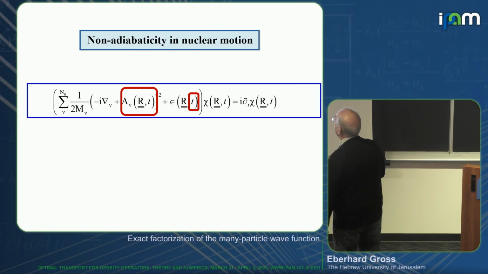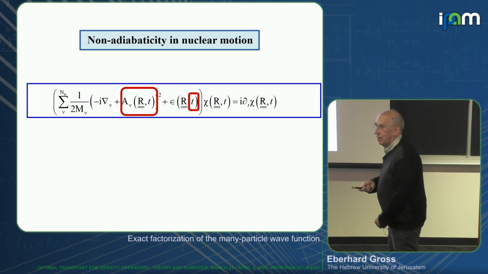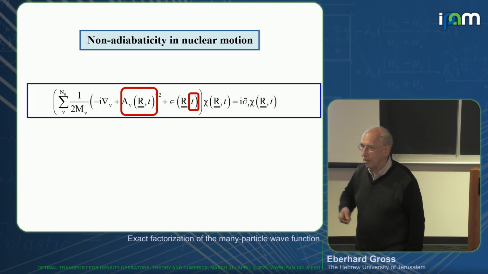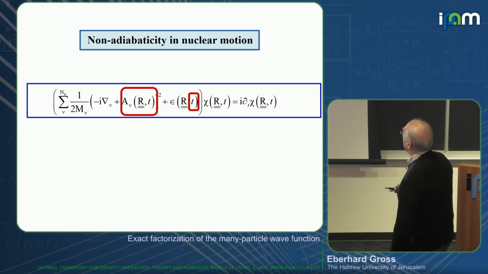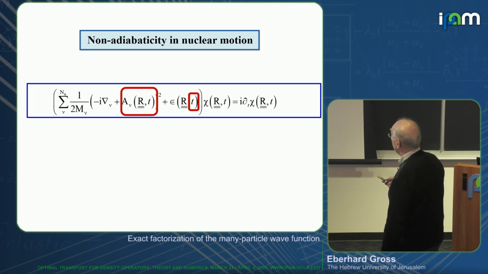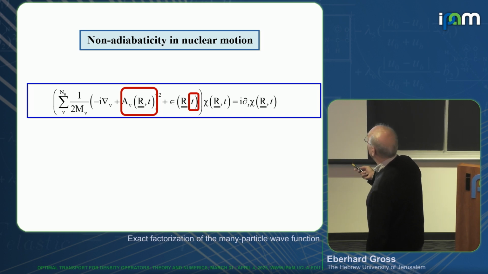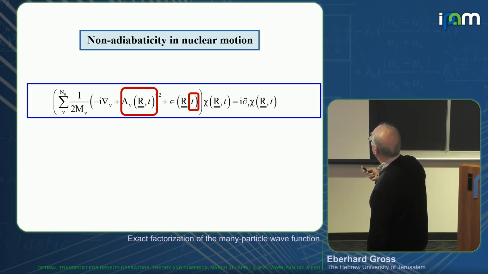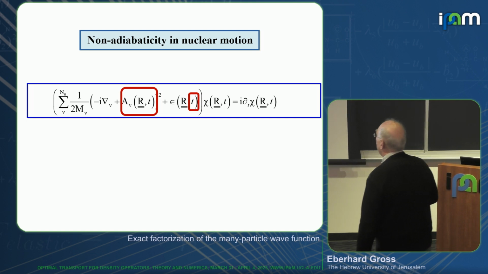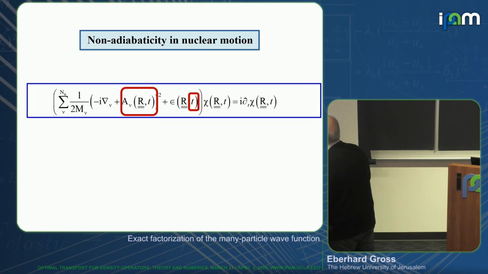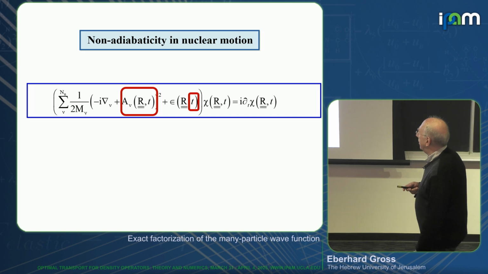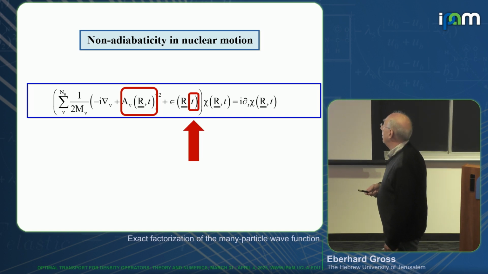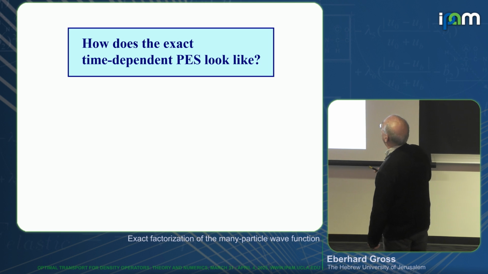Okay, now, so far we talked about the electrons, so non-adiabatic effects in the electronic motion. But there's also non-adiabatic effects in nuclear motion. So here, compared to the adiabatic approximation, the difference is the time dependence here and here. So what's the importance of the time dependence? Well, this is an exact time-dependent potential energy surface. And how does it look like? So let's have a look at this.